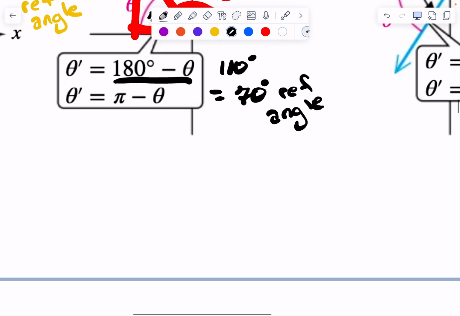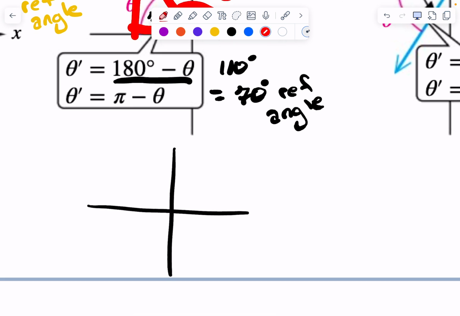Okay, let's do another example. Give me another angle that's in the second quadrant. Go something easy. Let's go like 150 degrees. What would be its reference angle? 30. It would be this bow tie angle right here.